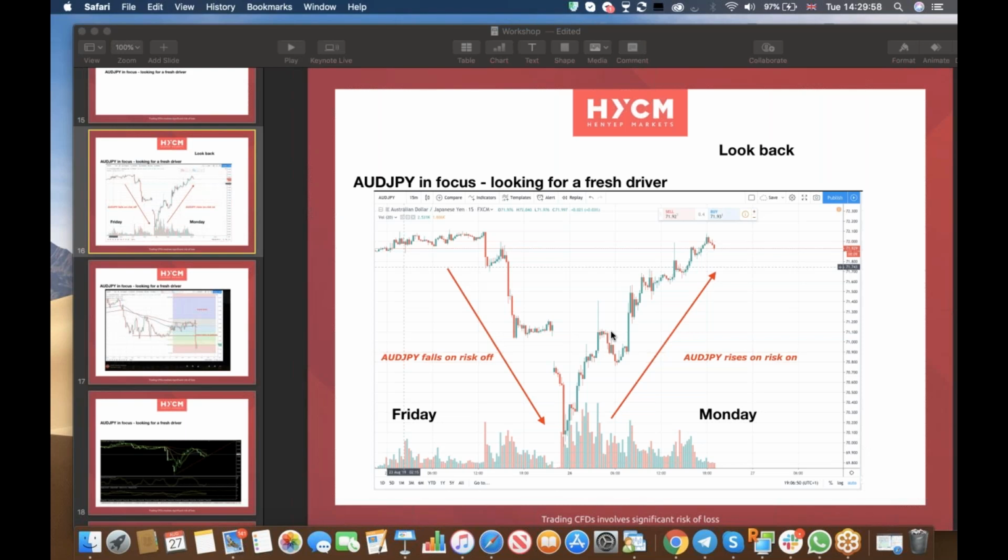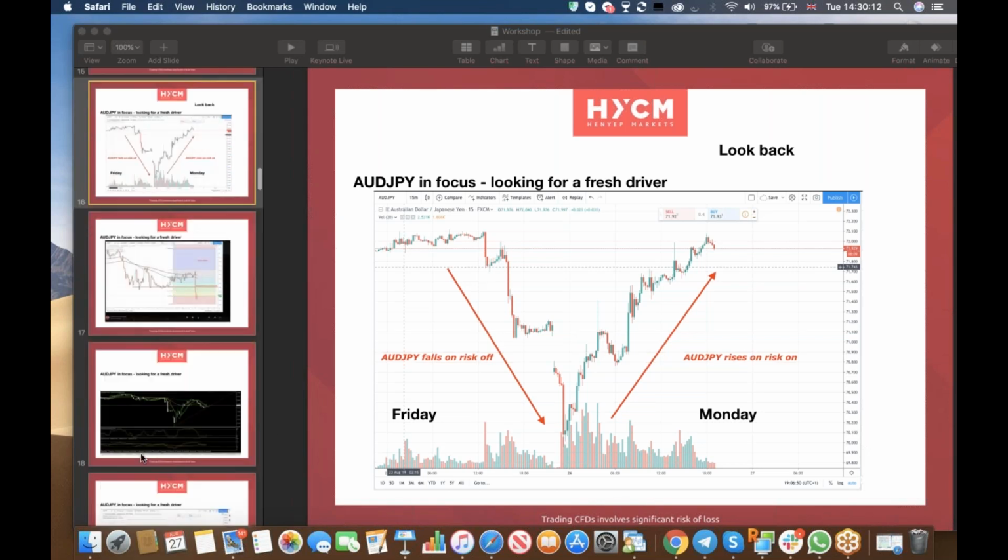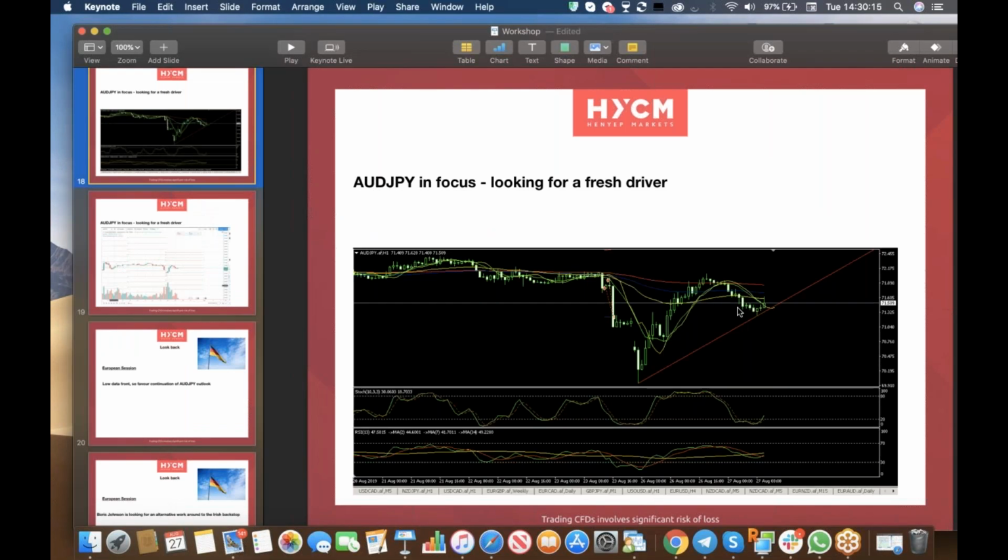Now, these are very short-term trades, but this just goes to show you how sensitive the market is to risk at the moment. So that means the market's sensitive to risk, so look out for fresh risk drivers. That's what I'm looking at now. I'm now looking for a fresh driver.